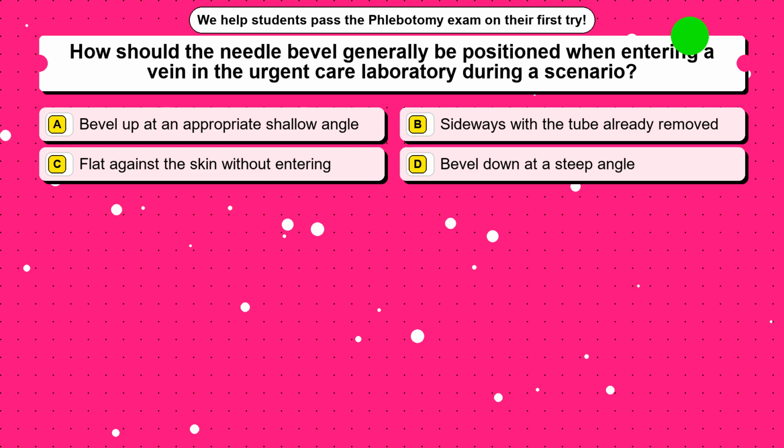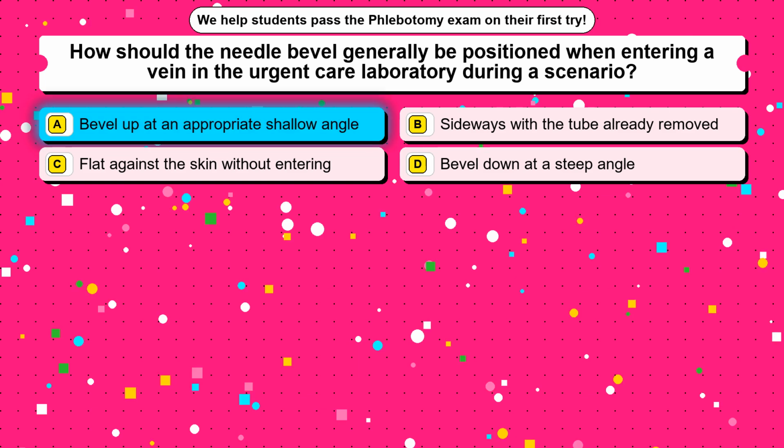Question 21. How should the needle bevel generally be positioned when entering a vein in the urgent care laboratory during a scenario? Option A. Bevel up at an appropriate shallow angle. Option B. Sideways with the tube already removed. Option C. Flat against the skin without entering. Option D. Bevel down at a steep angle.